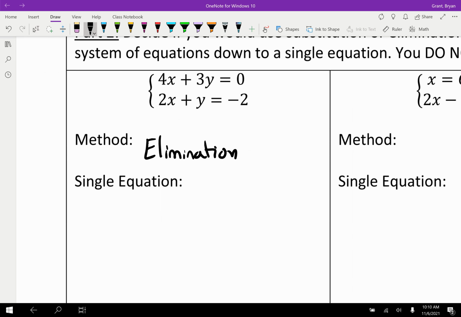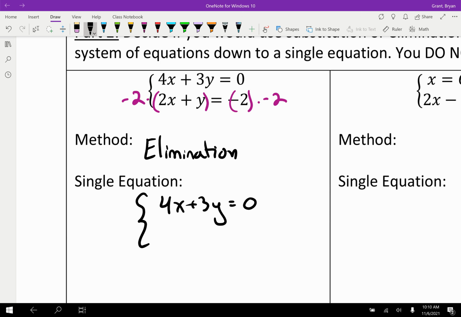For elimination, I am noticing that you could cancel out 4 by making this -4, or you could cancel out 3 by making this -3. I'll cancel out the x's though. So I'm going to go through and multiply the bottom by -2, and that's going to match my 4 up above. So the top equation is not changed at all, but the bottom equation will be -4x, don't forget to distribute to both, minus 2y equals +4.